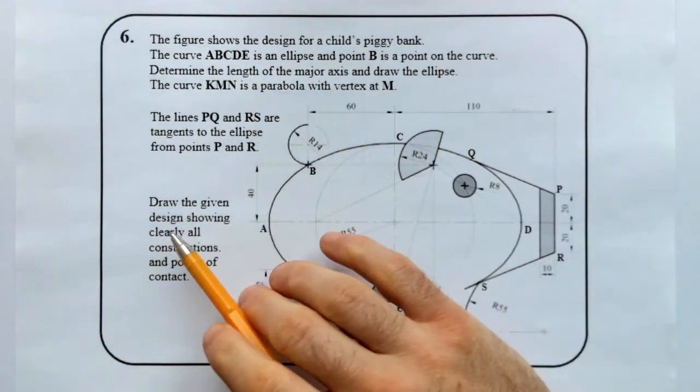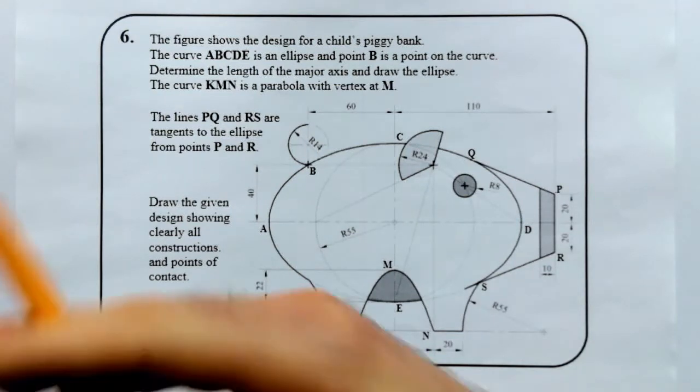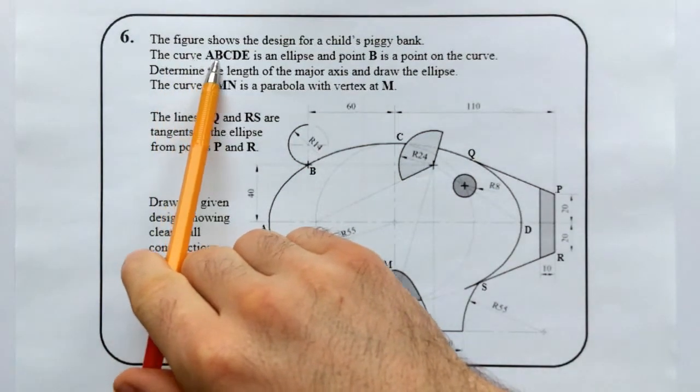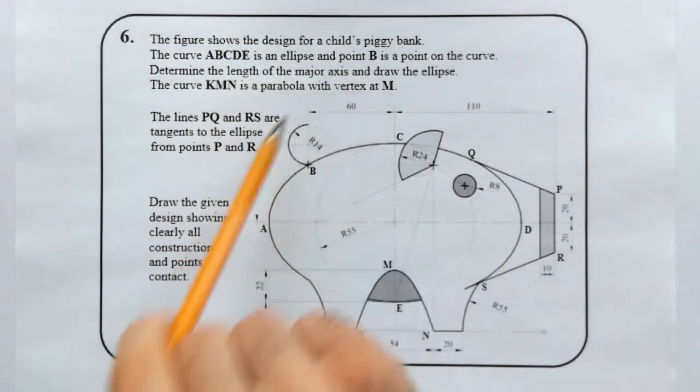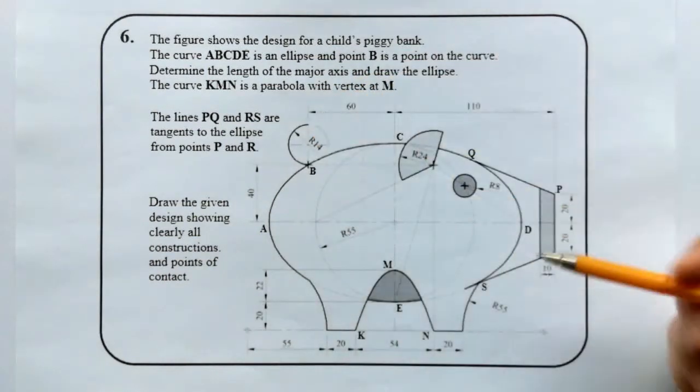And then it says, draw the given design showing clearly all constructions and points of contact. Okay, so when faced with this question, what you need to do is work out how you're going to come up with the solution to the problem. So what they've actually told us up here is a little bit of information. They've told us ABCDE is an ellipse with a point B that's on the curve. So I've got the ellipse, I have a point B that I can actually locate.